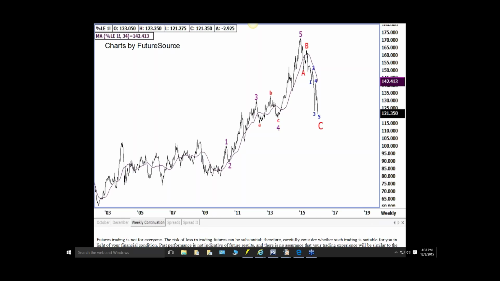It's a close only, so you don't see all the noise within the week's time frame. It's based only upon the close. And you can see that I have the numbers written up there, and those are my numbers. That's my interpretation of the market movement.